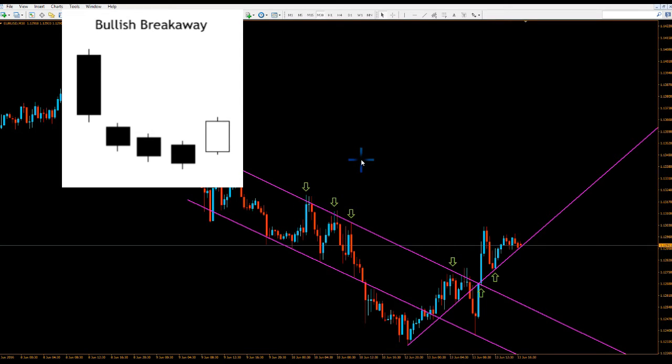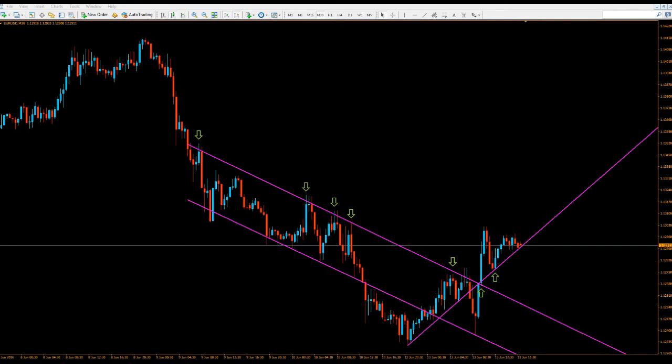So that's a sign. And then you see a bullish candle, the white one, going up. So it signals that now the sellers are exhausted and the buyers have entered the market. So that was the bullish breakaway, number 2.